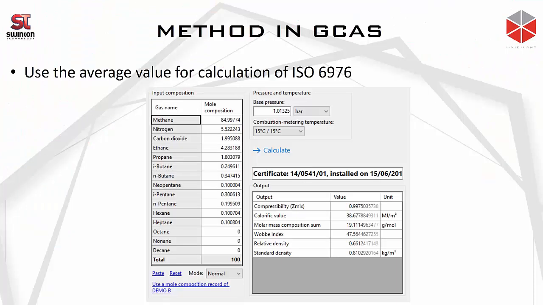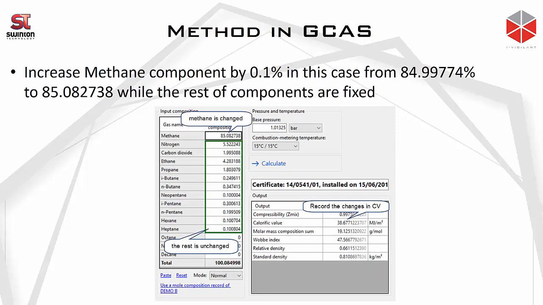Let's say this is the gas composition that we have just now. We take the average value of the gas, which is that particular composition. Now, with this mole composition, we do a calculation of the ISO 6976, and we get a calorific value of 38.6778.